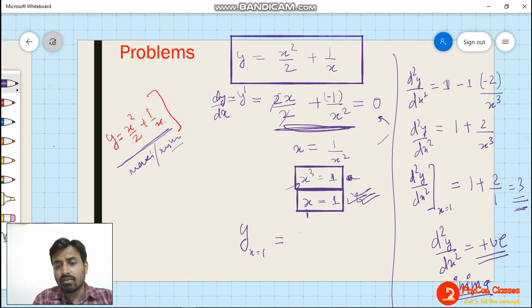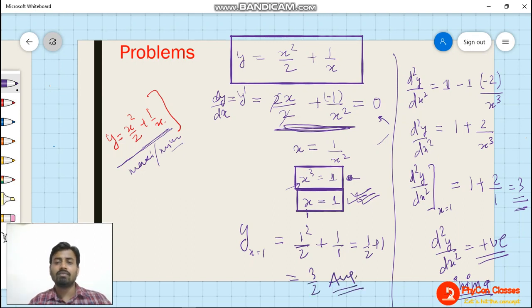So at x equal to 1, it will be 1 square by 2 plus 1 by 1. That is equal to 1 by 2 plus 1. 1 by 2 plus 1 is 3 by 2. So that is the answer. Understand? This was a simple problem.